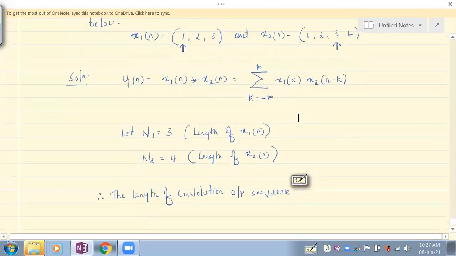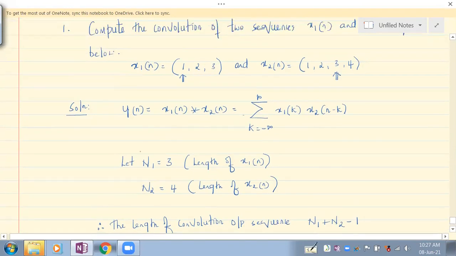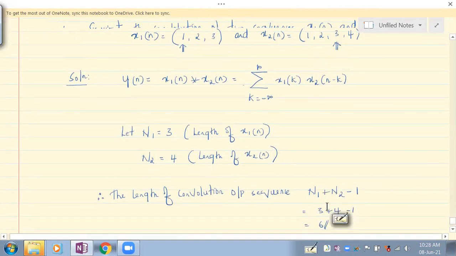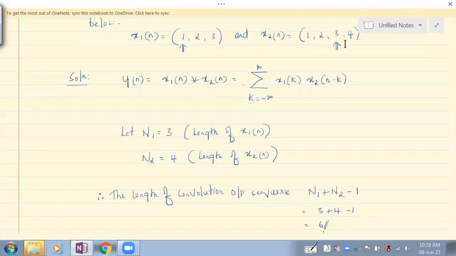Then the length of the convolution output sequence would be n1 plus n2 minus 1. So it's 3 plus 4 minus 1, so it would be 6. So 6 samples you need to have. The first signal has 3 samples, the second signal has 4 samples. That means the convolution output needs to have 6 samples.